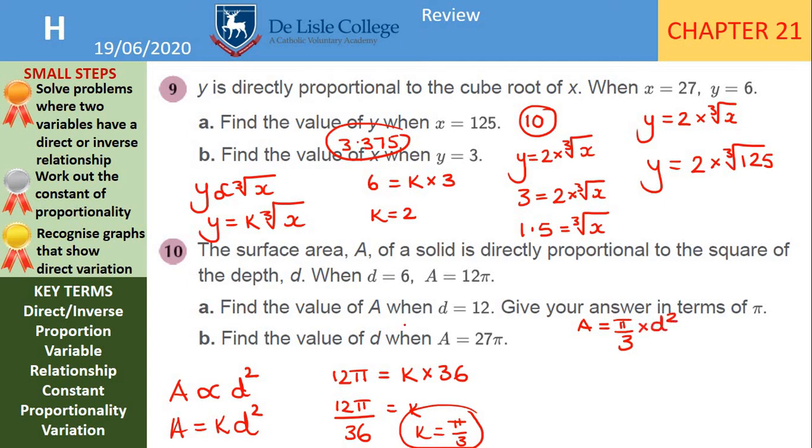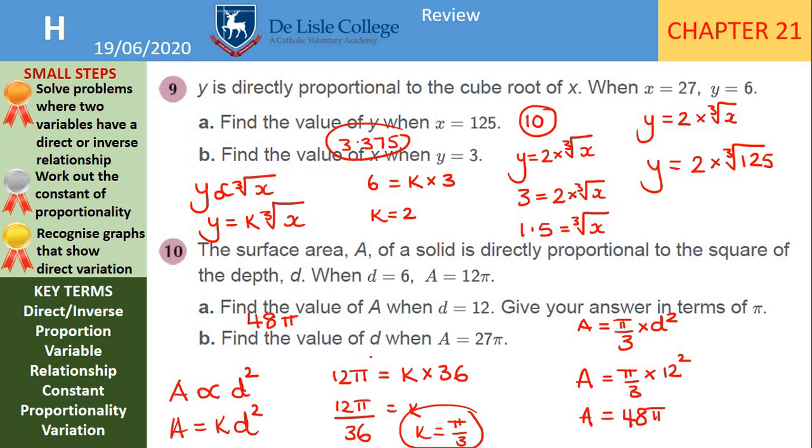So now find the value of A when D equals 12. Give your answer in terms of pi. So I've got pi over 3 multiplied by 12 squared, which I know is 144. And 144 shared by 3 is 48. So A must be 48 pi for this part here. So that one was 48 pi.